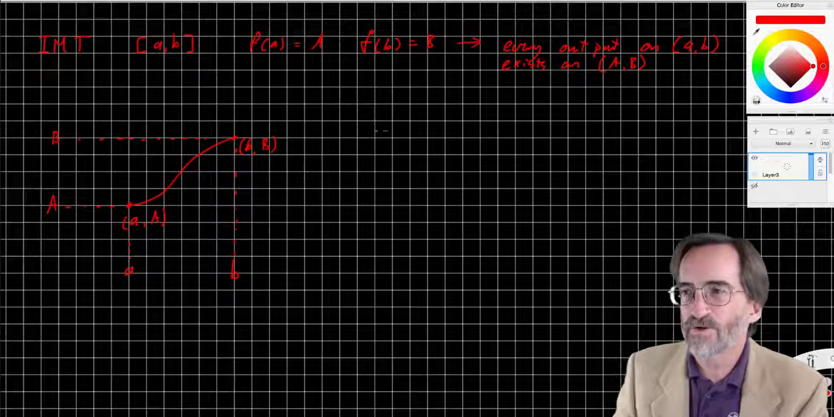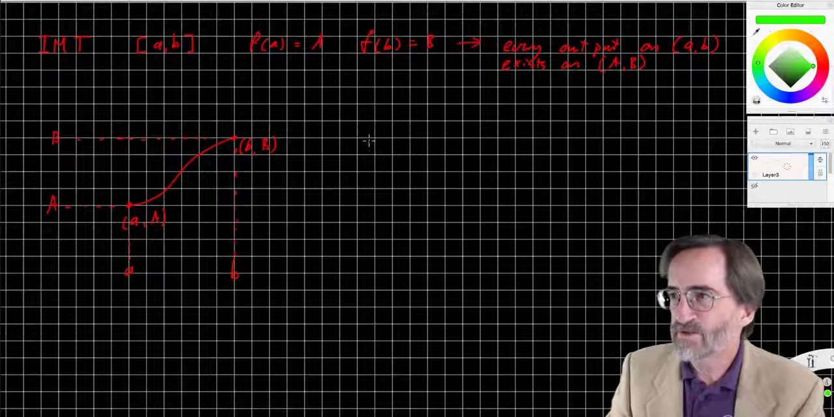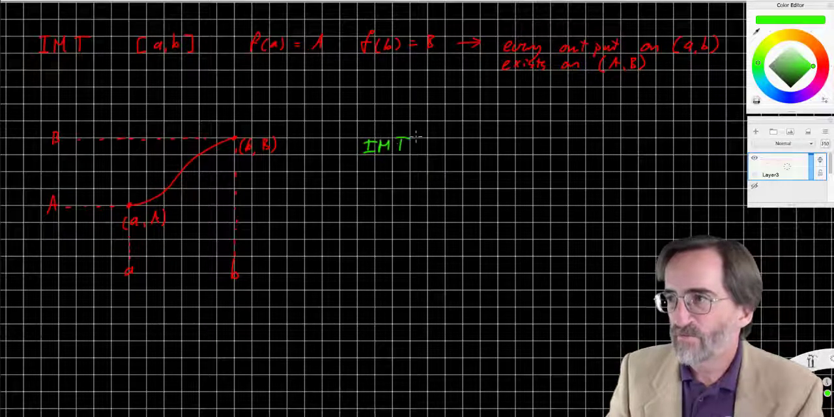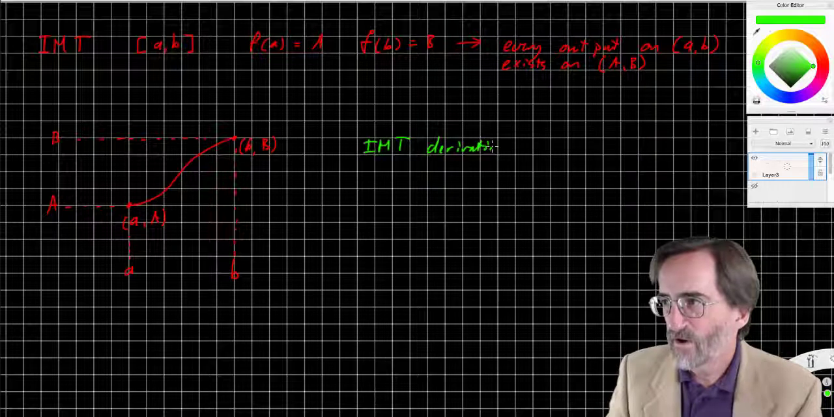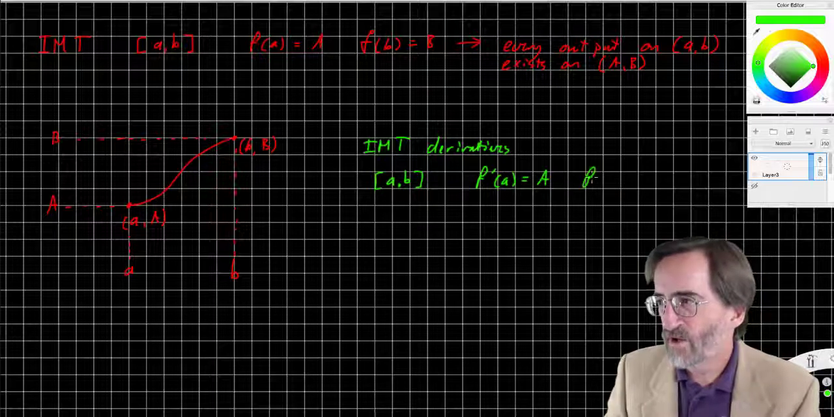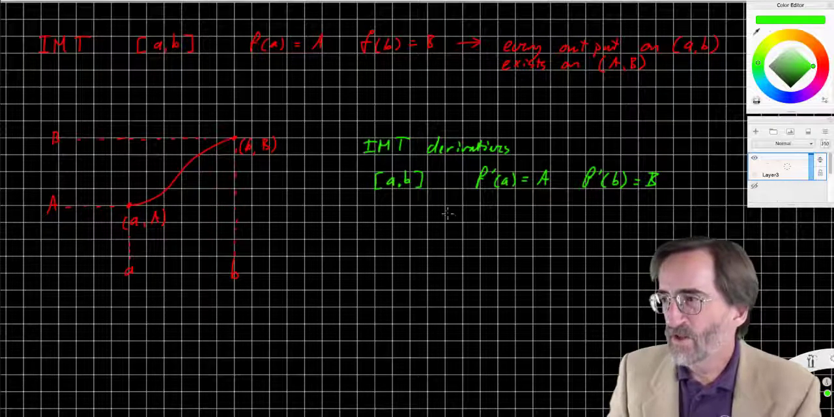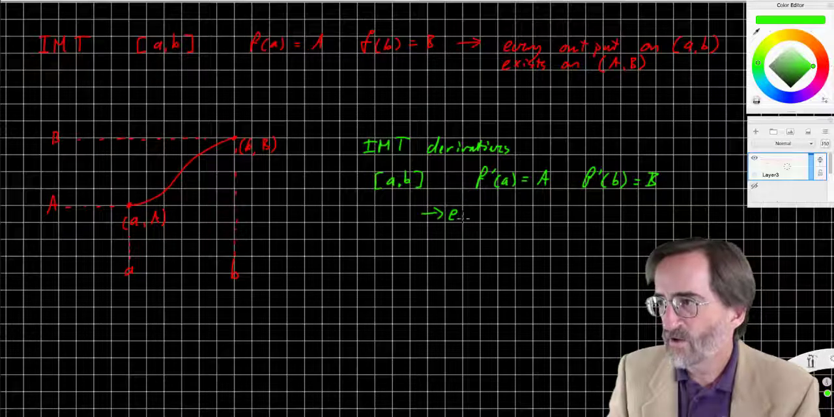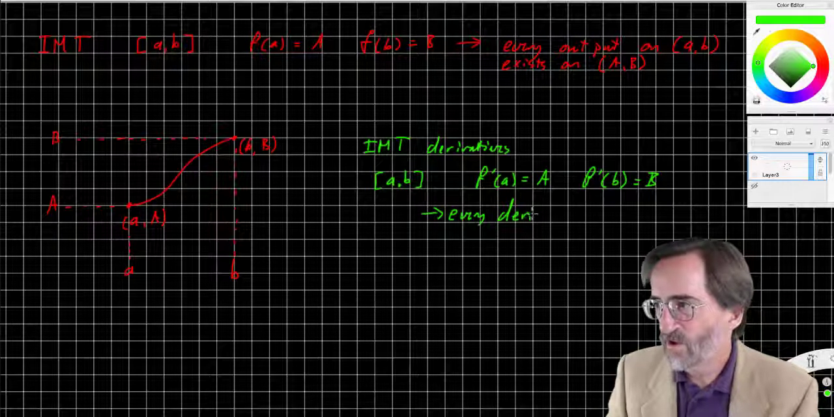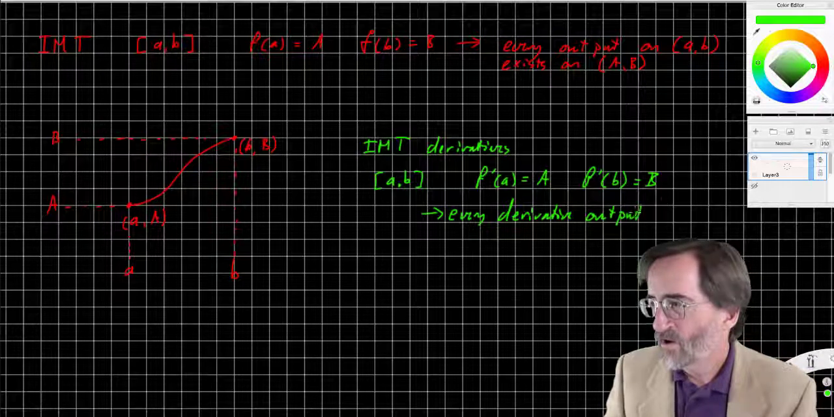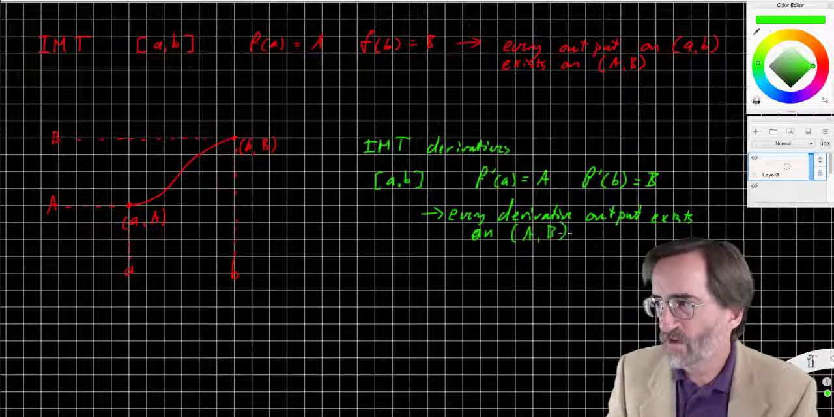Now the intermediate value theorem for derivatives basically says, on the interval a to b, where f prime of a equals cap A, and f prime of b equals cap B, then every derivative output exists on the interval from cap A to cap B. Let me give you an example here.